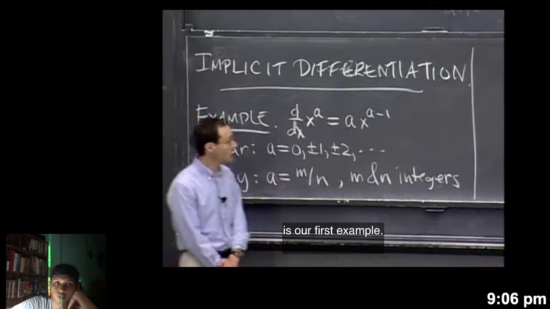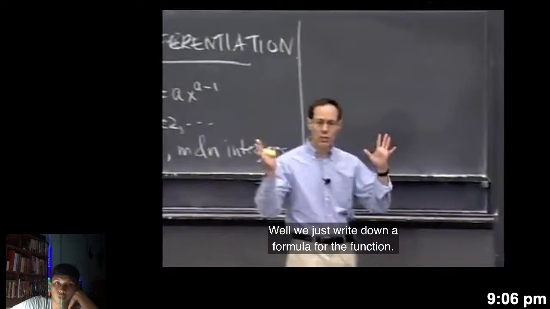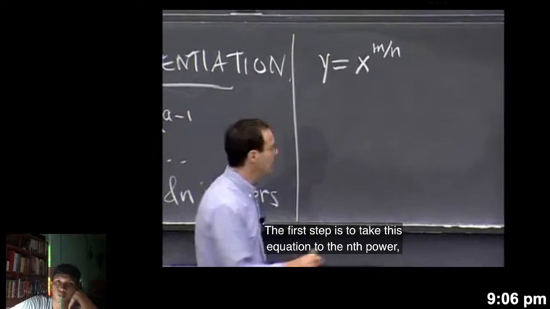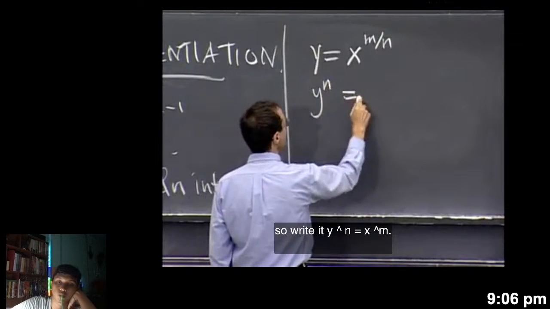Oh, we just write down a formula for the function. The function is y equals x to the m over n. Apply the nth power: y to the n is equal to x to the m. All right, so that's just the same equation rewritten.